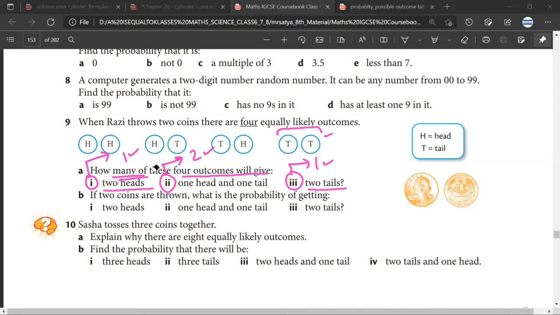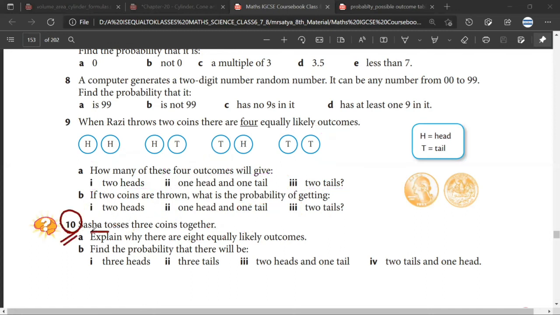So we have found till here. Now let us look at the B part. If 2 coins are thrown, now he is asking you the probability. So 2 heads. So that's why I got confused. Yeah, the probability would be 1 upon 4. For 1 head and 1 tail, the probability would be 2 upon 4, which is equal to 1 upon 2. 2 tails would be 1 upon 4. Any doubt? No doubt, sir.